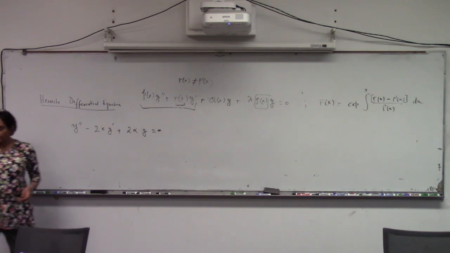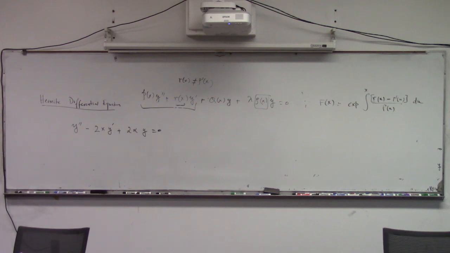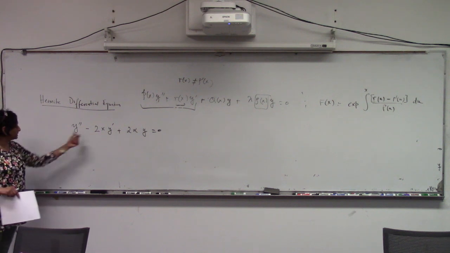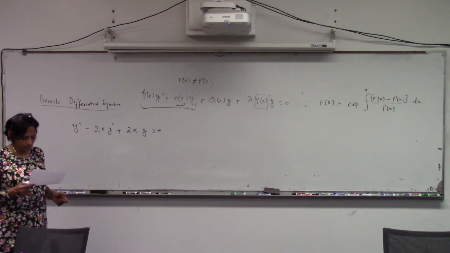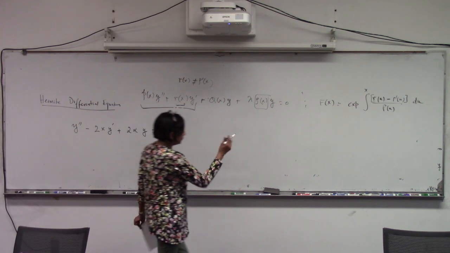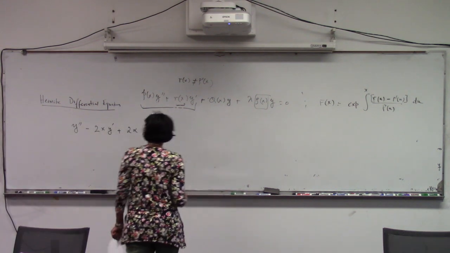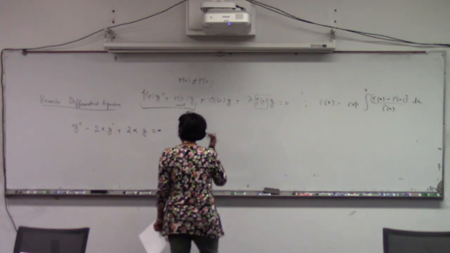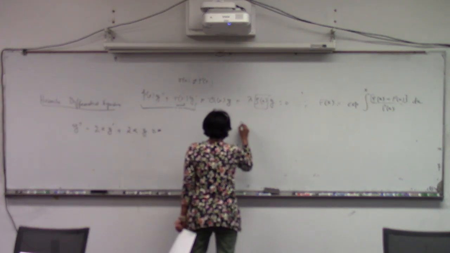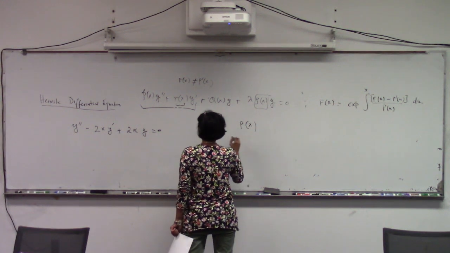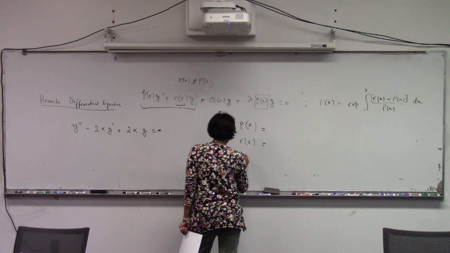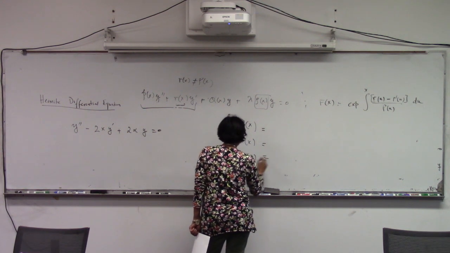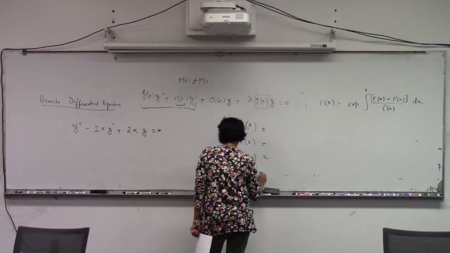So is it in Sturm-Liouville form? No, because the coefficient is not the derivative of that. So we want to convert this into Sturm-Liouville form, and we have to find the integrating factor. Let's also define what P(x) is in this case, what R(x) is, what Q(x) is, and what lambda is.